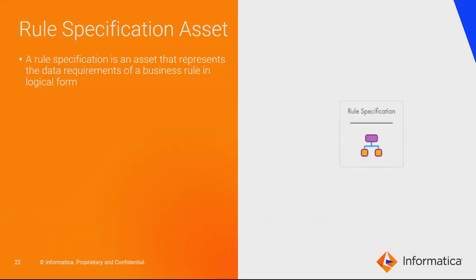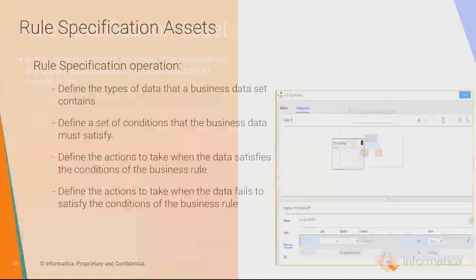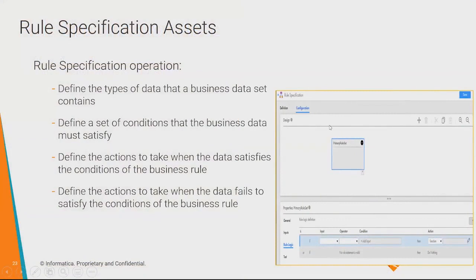Rule specification assets, again, rules. This is where you define the business rules, business rules to parse your data, business rules to apply to your data sets while doing data ingestion or data profiling. So basically, you define the types of data that the business data sets contain. You can have different sets of conditions, like if-else, and then you can perform the actions accordingly. And that's about the rule specification.